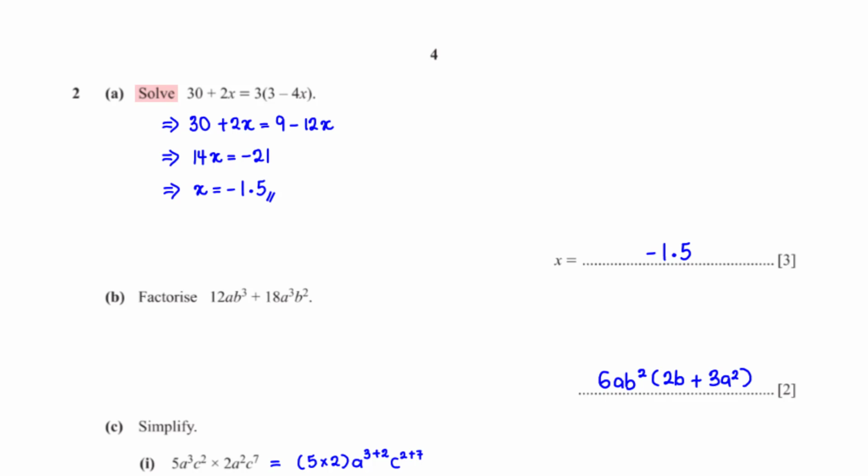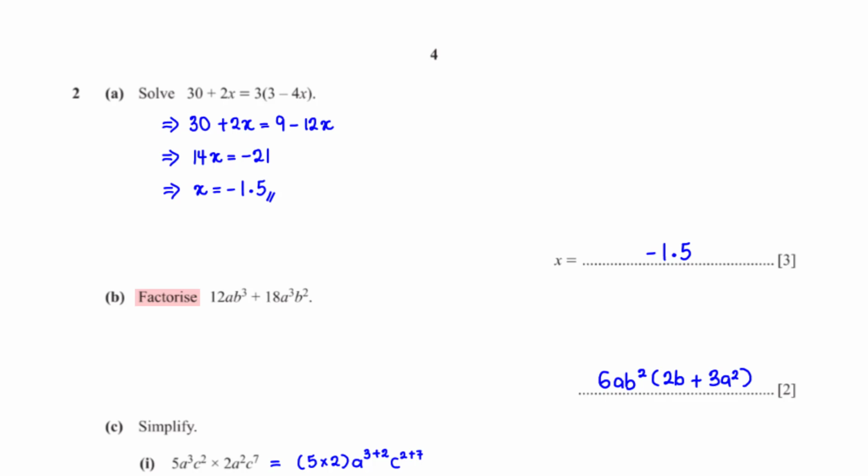Solve 30 plus 2x equals 3 times (3 minus 4x). When we expand the brackets, 3 times 3 is 9. 3 times negative 4x is negative 12x. When we group like terms, this is what we have. When we divide both sides by 14, we get x equals negative 1.5.